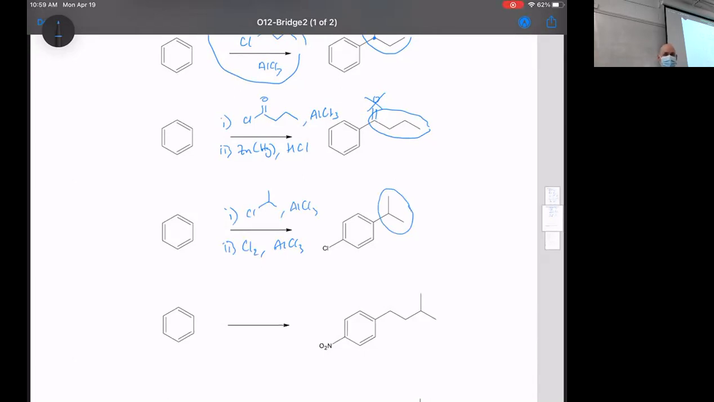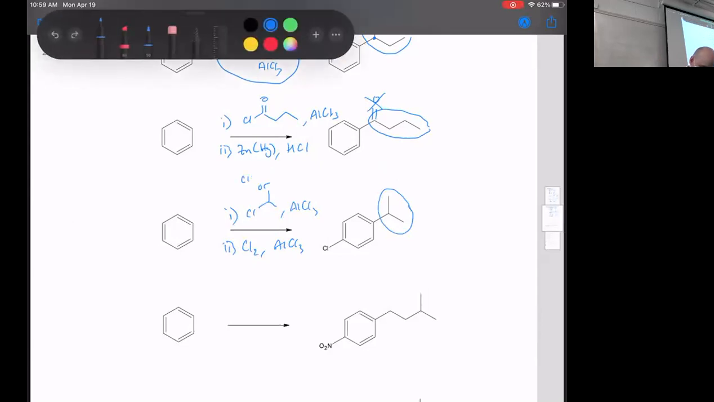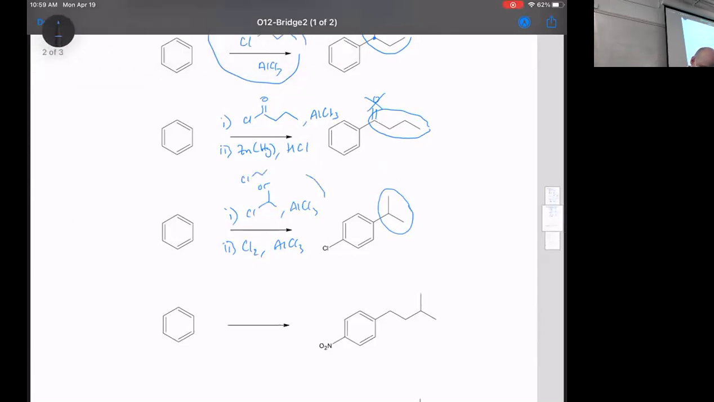What is standard 3-carbon chain? Yep. So if you did it this way, oh, that's 4, sorry. 1, 2, 3. This is your step 1. Either one of those would work. You could do isopropyl chloride or propyl chloride. Either one would be fine.